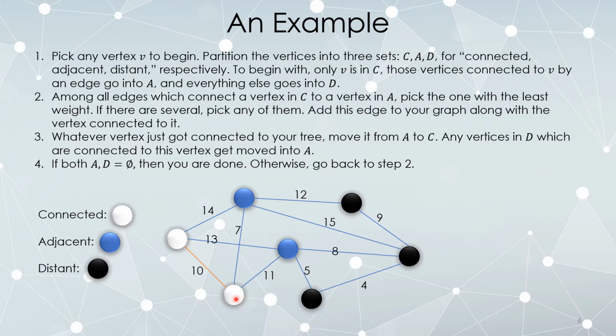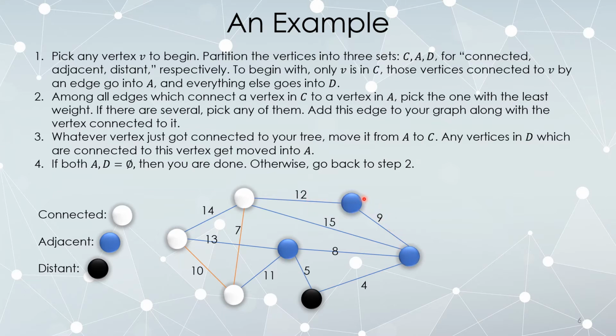Now everything connected to this has to be considered adjacent, but they already were. So now I ask, of all of the edges I could use, what's the cheapest? 14, 13, 7, 11. 7 is now the cheapest edge, so use that. Which means this is now considered a connected vertex, which means anything connected to it is now considered adjacent.